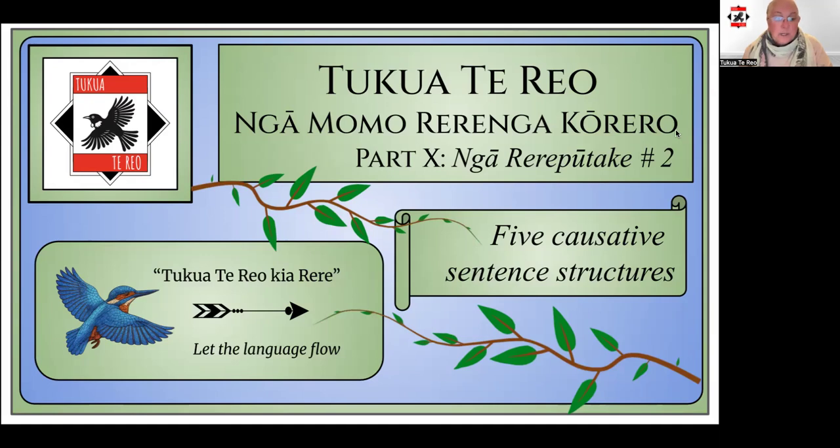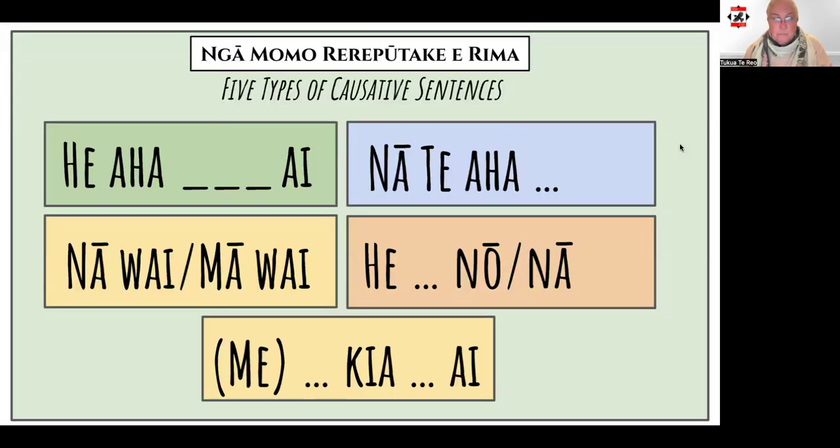In this video, I'll be introducing you to 5 different ways to explore these cause and effect sentence models and give you some practical examples of how they work. Here are the 5 tāwera Rerepūtake, models of causative sentence structures that I'll be looking at in this video. If you'd like to focus on these one at a time, I've added some timestamps to the video's description so that you can use the search function to find them.